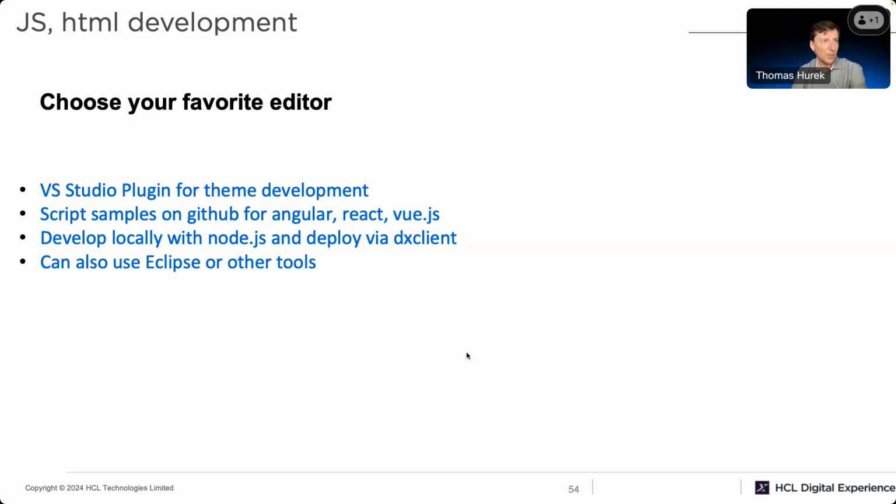We have a lot of script application samples out there for Angular, React, Vue.js, Next.js, and others. And you can develop those script applications locally with Node.js and then deploy them with DX Client. So you can step in debug mode, either locally or also remotely. And there are all kinds of editors out there. Maybe you like Eclipse, maybe you use IntelliJ or any of those. It is possible for your Java extensions or also for your JavaScript work that you're doing.